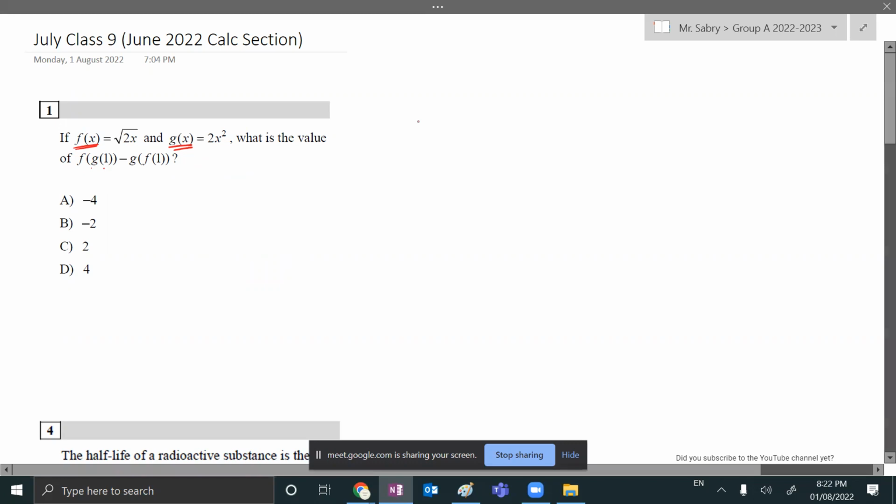What do I mean by that? So if I say f of 3, we're supposed to go to the function f, remove the x and substitute 3. So f of 3 should be equal to root 2 bracket 3. Remove the x, substitute 3, which is root 6. That's it. But they don't want f of a number, they want f of g of 1.